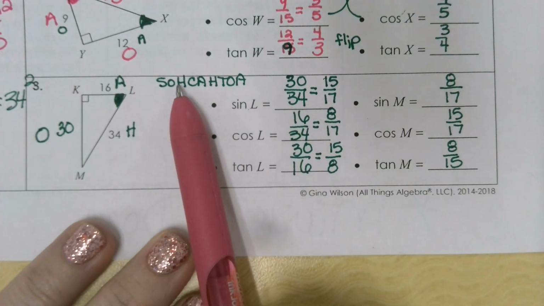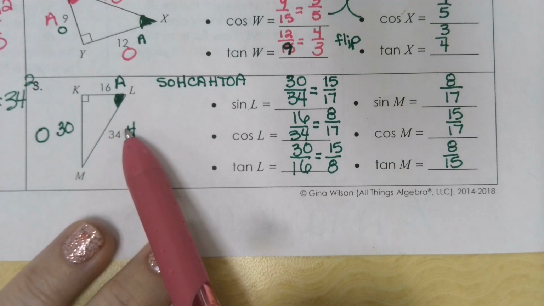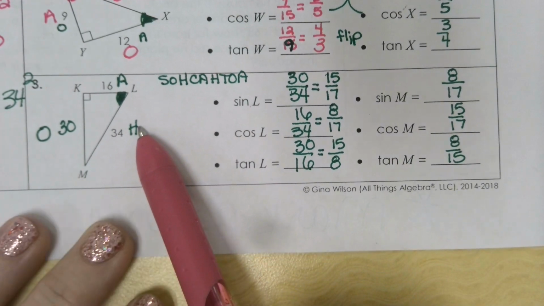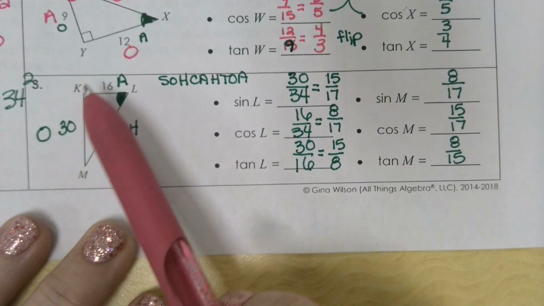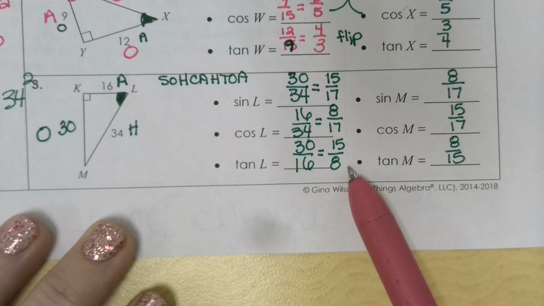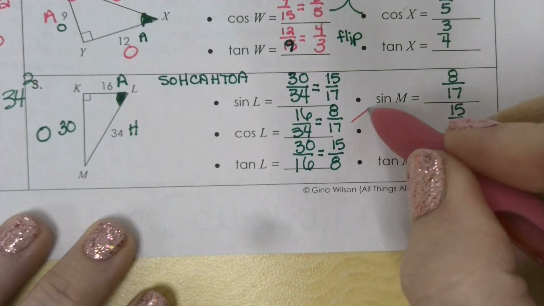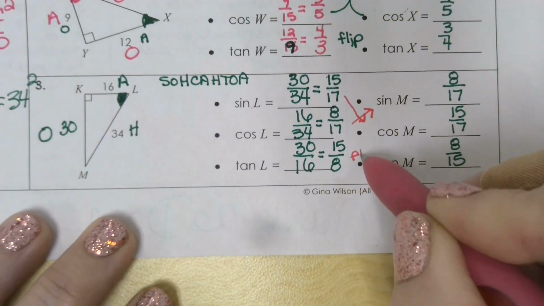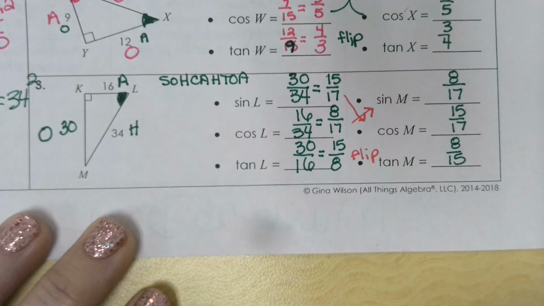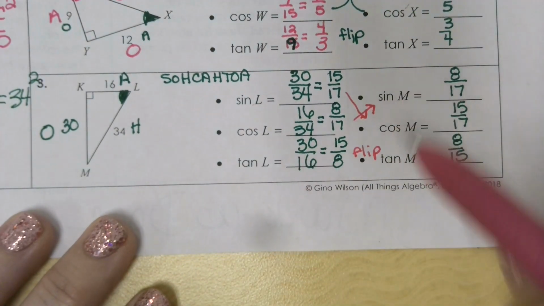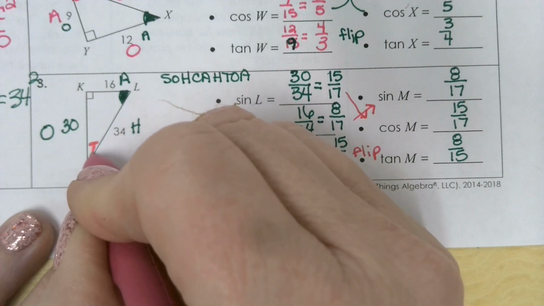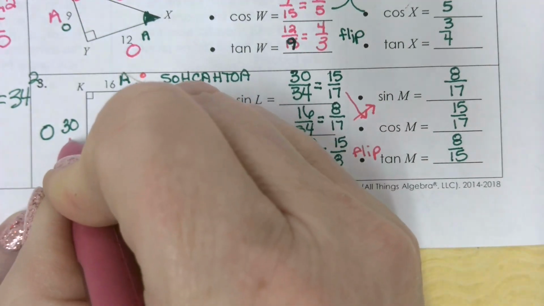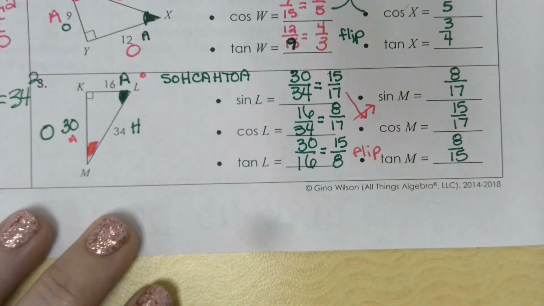Sine is opposite over hypotenuse, so I put 30 over 34. Cosine is adjacent over hypotenuse, 16 over 34. Tangent is opposite over adjacent, 30 over 16. And then I reduced, and then I did my little shortcut. I know this answer goes up here. This answer goes down here. And this answer is flipped, that shortcut. If I wasn't going to do the shortcut, my reference angle would be M. And this would be opposite, this would be adjacent, and you could get the answers that way.